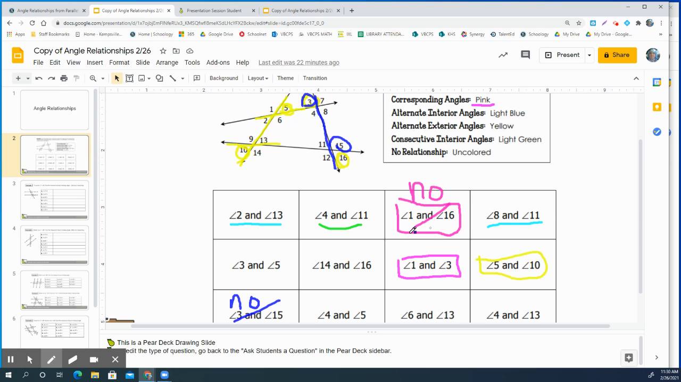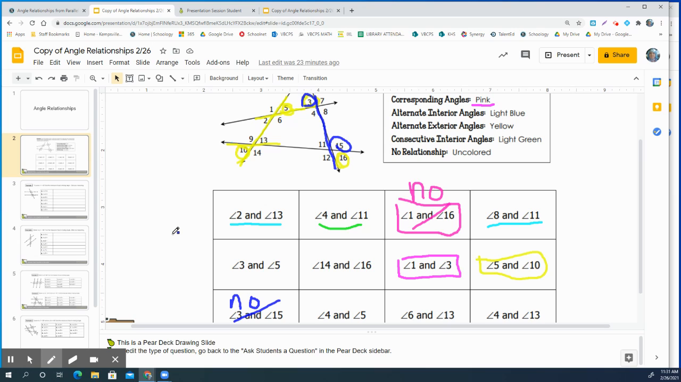So our first no relationship was because they weren't even connected. Those are the easiest ones to spot. This one is super tricky because you almost want to make it corresponding. 3 and 11 would be corresponding, or 7 and 15 would be corresponding. And you almost want to make it alternate exterior, but 3 and 15 are exterior. 3 and 15 have no relationship. So I'm glad you brought that one up.